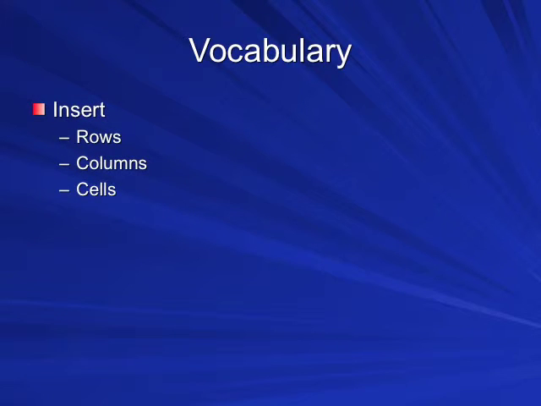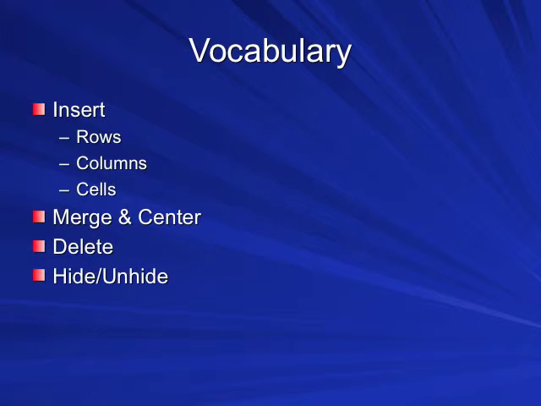Some of the vocabulary you'll need to know. Inserting, just the fact of adding rows, columns, cells. It's always referred to as inserting, and you'll see that on the top of your screen. Merge and center. Centering data, that's a pretty obvious thing, but merging data, you can actually put a couple of cells together. It's called merging, and you'll see how to do that. Delete is a little more of an obvious thing, and hide and unhide, you'll see how to do that. Just again, that's an obvious term there.